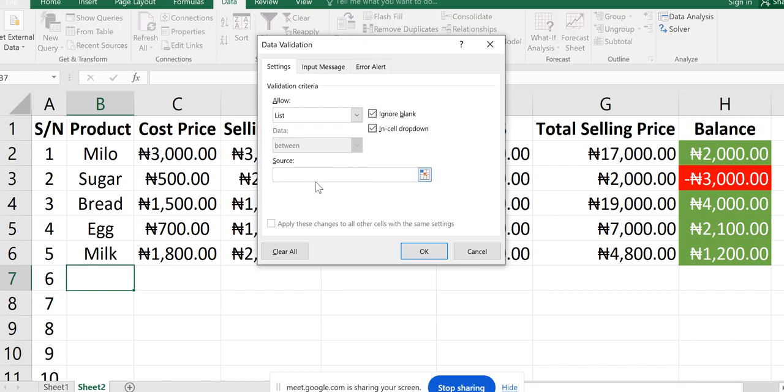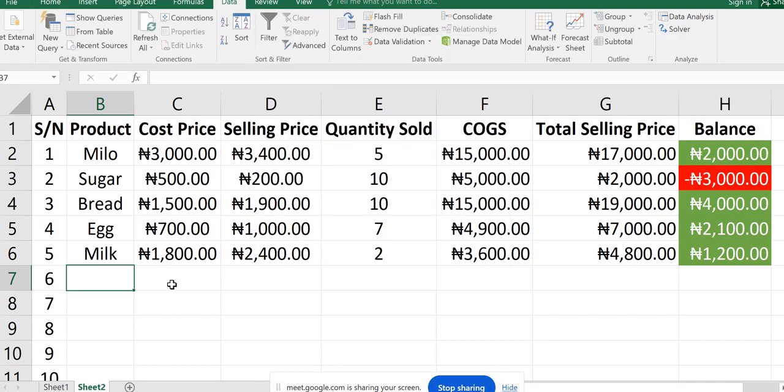Now your source, what is your source that you want to showcase? You type it: Milo, comma. After Milo, what else? Sugar, comma. Make sure you use your comma to distinguish them. Bread, comma. After that, you have egg. Then you have milk. So when you are done, you press OK. Now, apply these changes to all other cells with the same settings. If I want to apply these changes to all other cells with the same settings, I'll just click on this. But it's just for this alone. Let me just show you.